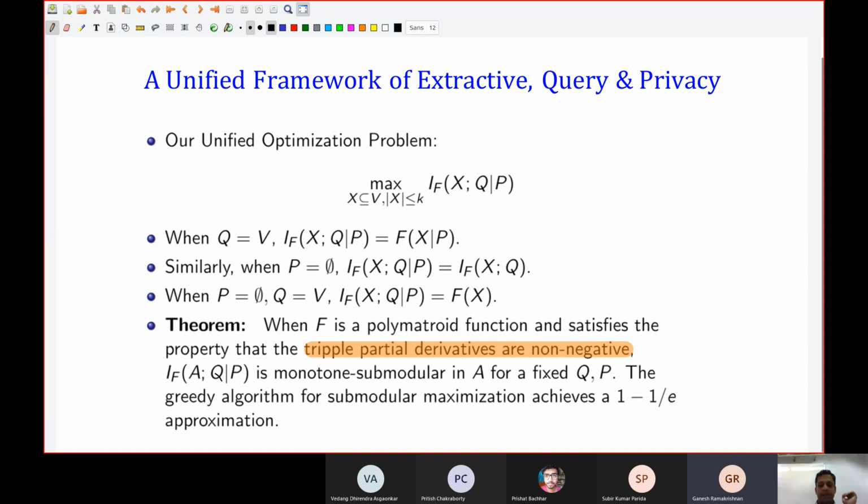Okay, so this is all fine, but now we are coming to the next part. What is the implication of all this with respect to algorithms? Well, it turns out that a greedy algorithm for submodular maximization will achieve this 1 minus 1 over e approximation. In fact, you'll see this and more.